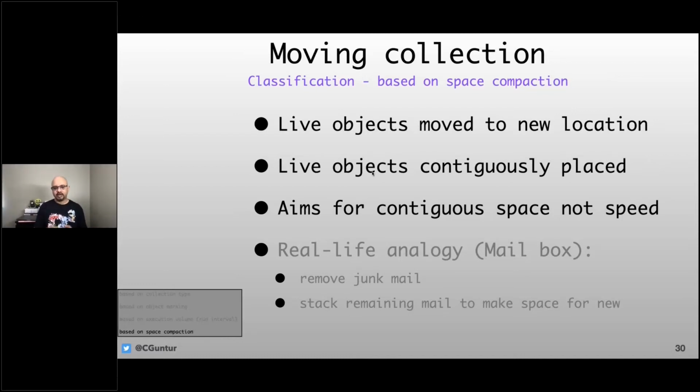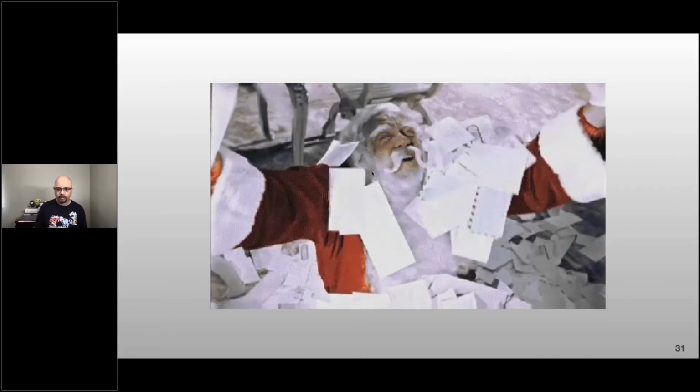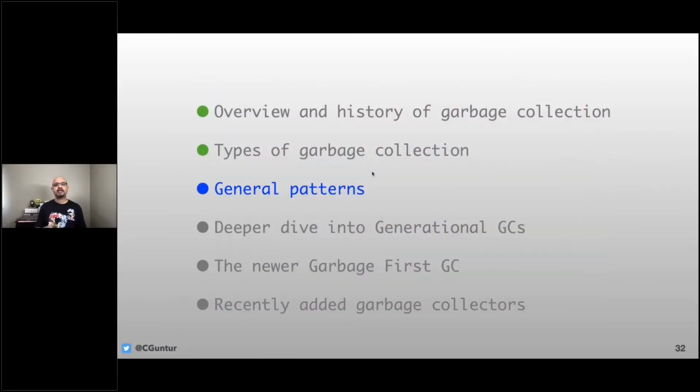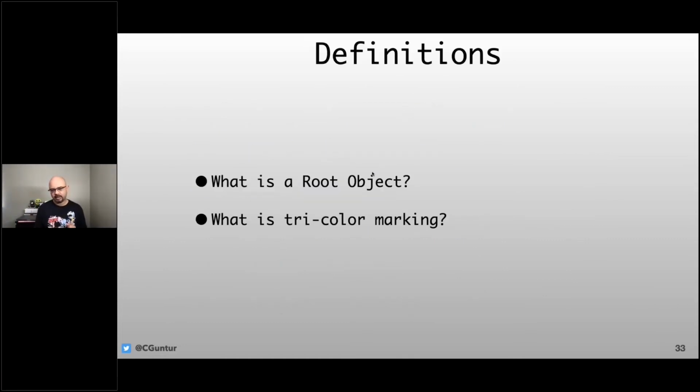Great. So the next topic we'll move into is, after we're done with all the mail analogies, we're done. We don't want to talk about that anymore, is we'll take a look at some general patterns of how this works. The first thing we'll take a look at is two definitions. What is a root object? That is something you'll hear quite often. And the second is a very interesting concept called the tricolor marking. So let's take a look at both.